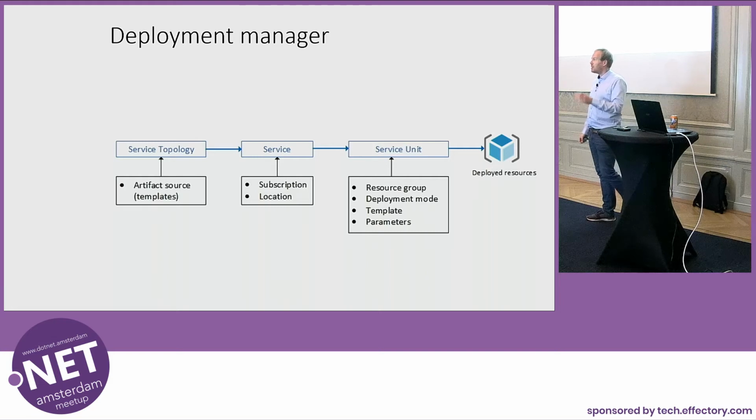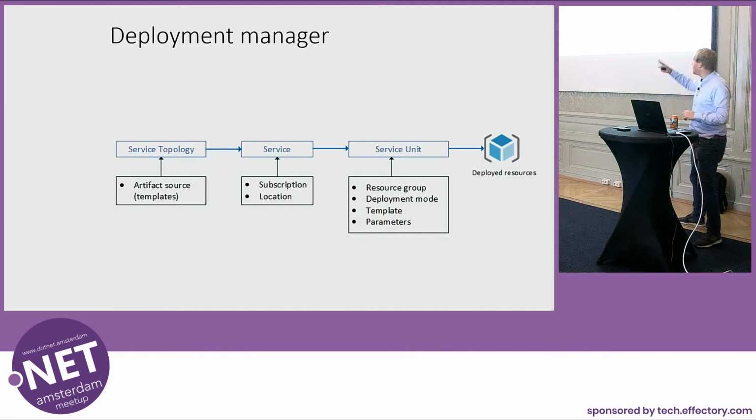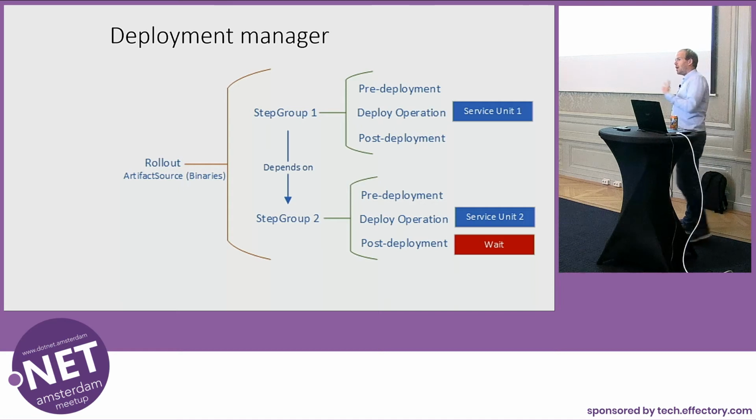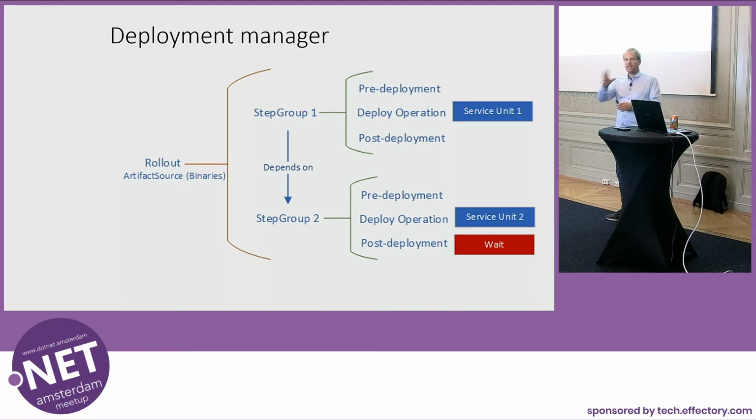So that's the templates that I'm going to use in those service units. So this is really abstract. And next to this service topology, I can create what is called a rollout description. And a rollout description says, let's take this template and put it in these 2 service units. And then wait 4 hours. And then do a health check. And then take this ARM template and put it in that service unit.